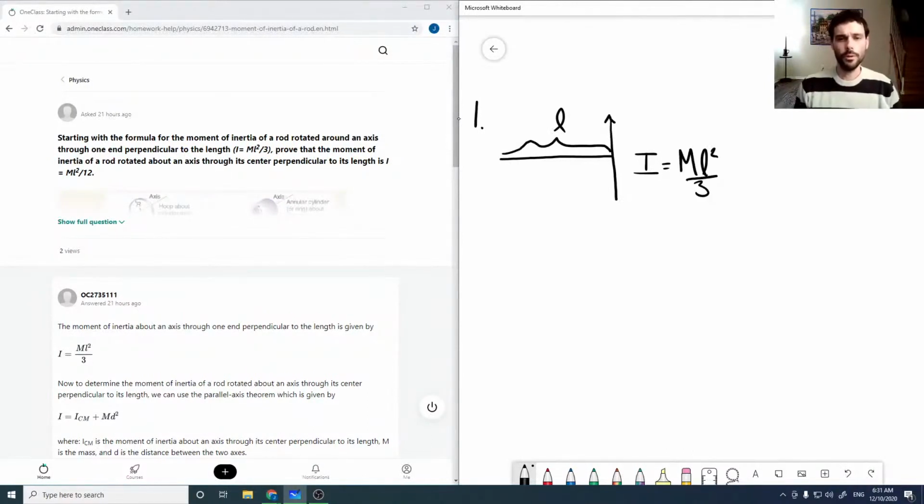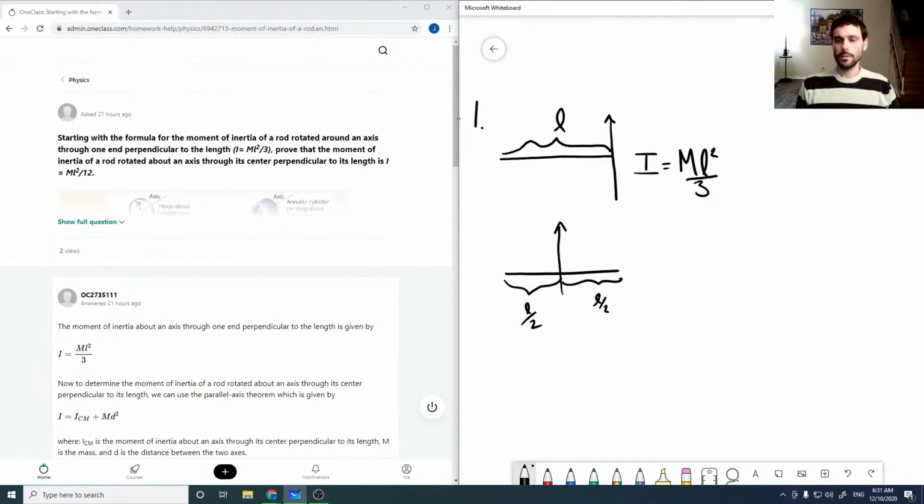It wants us to prove that the moment of inertia about an axis perpendicular to its length but through its center, so here's a rod, and now there's the axis, right now this is at L over 2, or at the center of mass of the rod, is ml squared over 12.